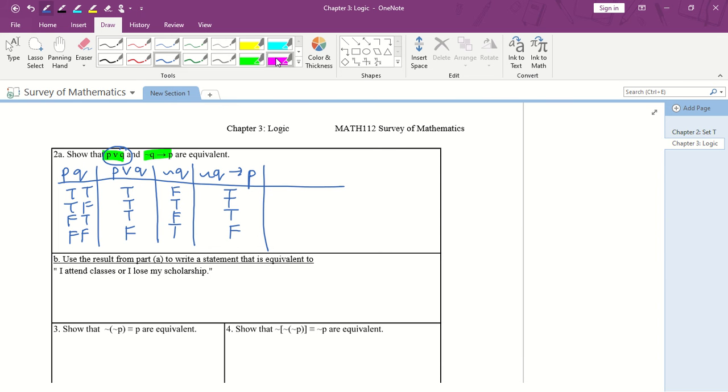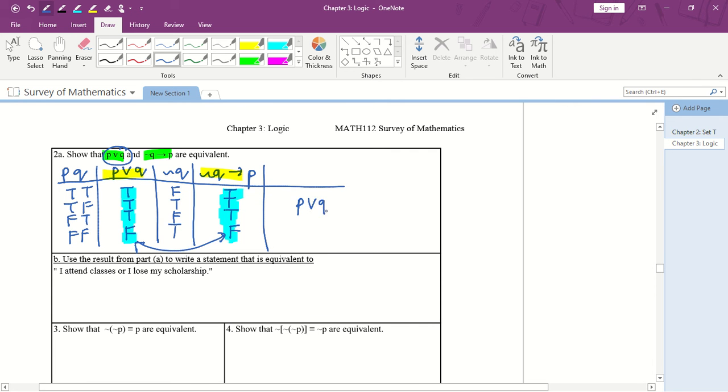And now the question requires us to prove that this and this are the same. So let's see whether the answers are the same. True, true, true, false, and here true, true, true, false. Yes, and we know that this and this are equivalent. So we can say that P or Q is equivalent to negation Q to P. And that's it.